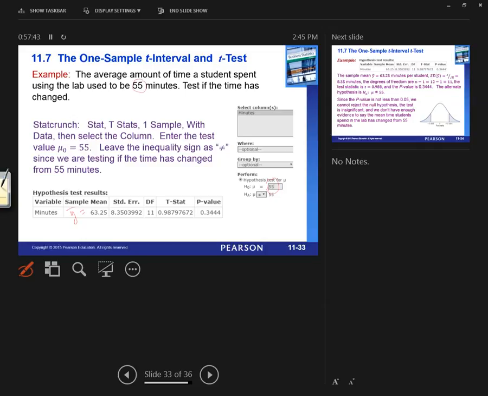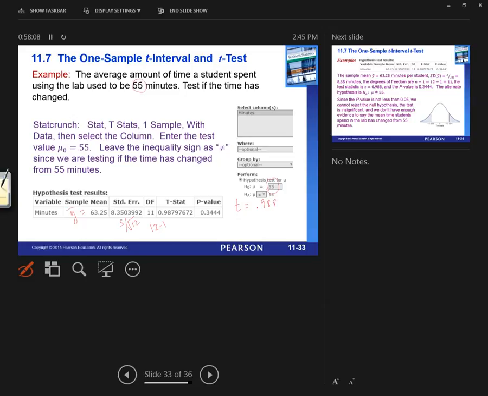minutes. This is the standard error, so this is S over the square root of n. We have 12 students, so that's whatever S is. It's the standard error. So degrees of freedom are n minus 1. There were 12 students, so 12 minus 1 is 11. And here's my t statistic. So t, this is my test statistic, is 0.988.